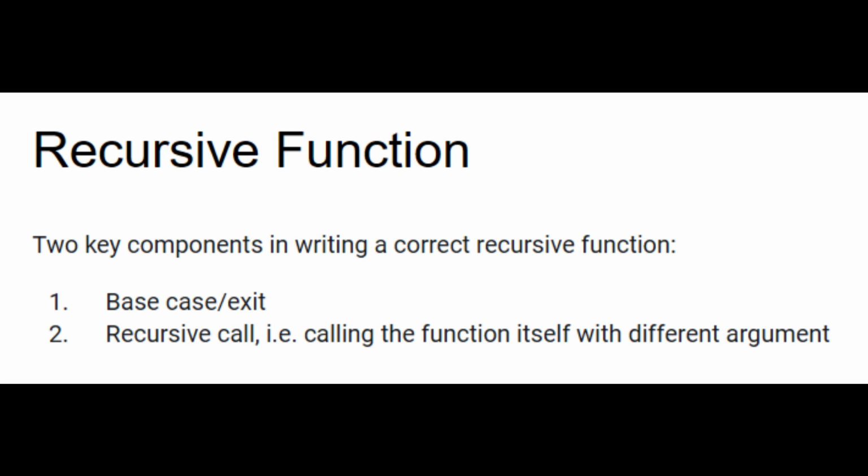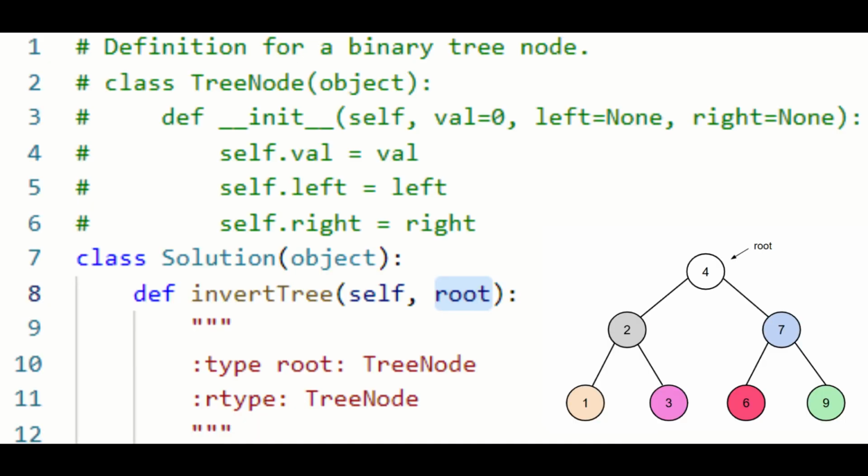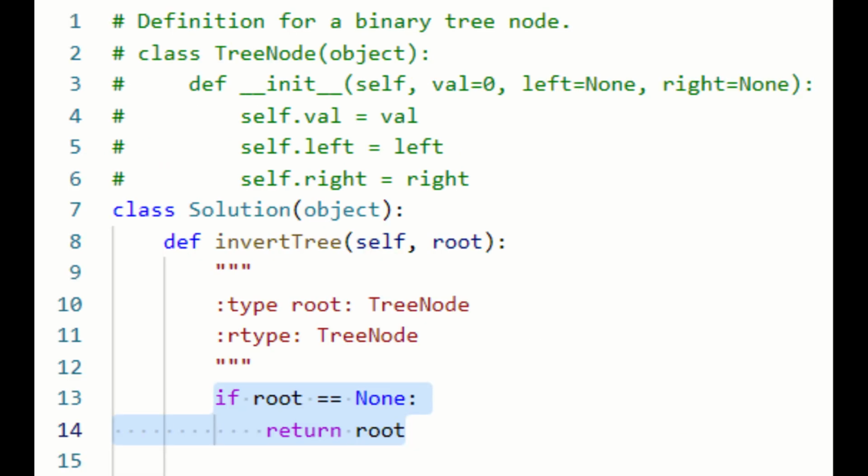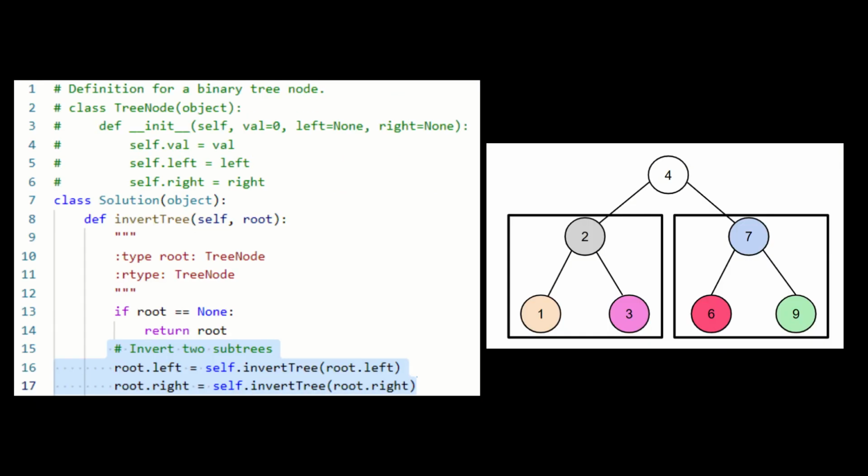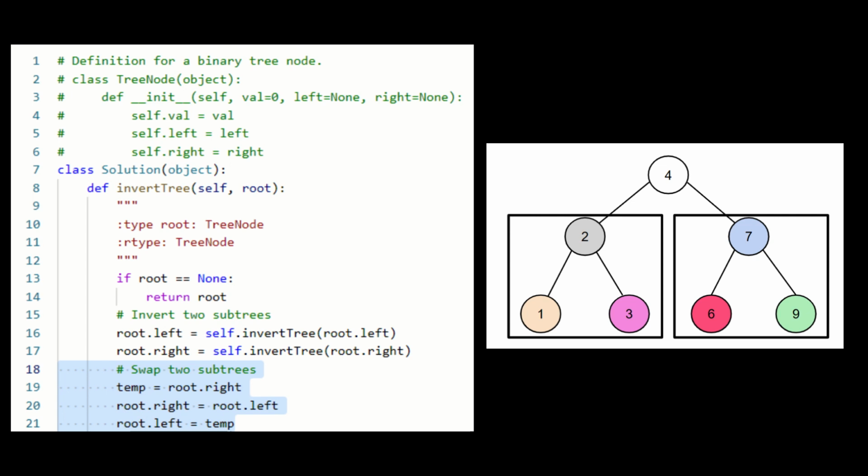So how do we come up with a formal way to solve such a problem? This is where recursion comes in. We can define a recursive function that takes in the root node of the tree. The base case is that if the root node is none, we return none. Otherwise, we invert the left and right children with 2 recursive calls and then swap their positions.